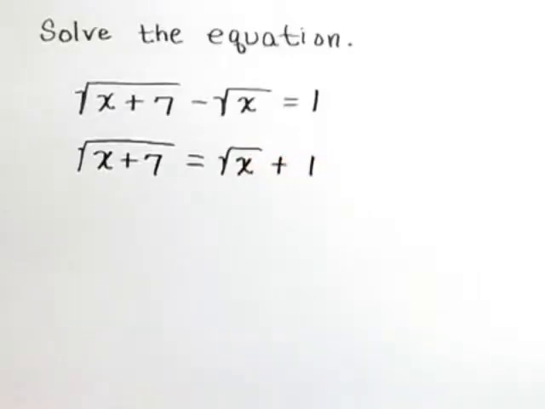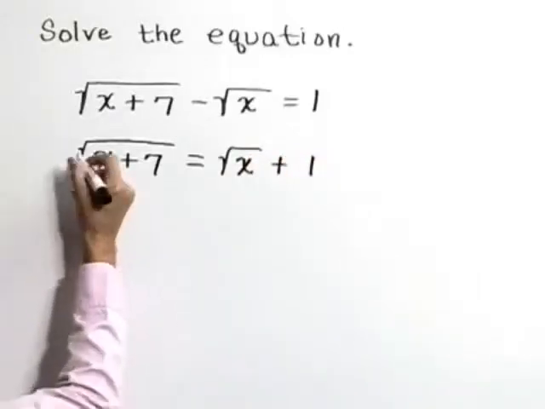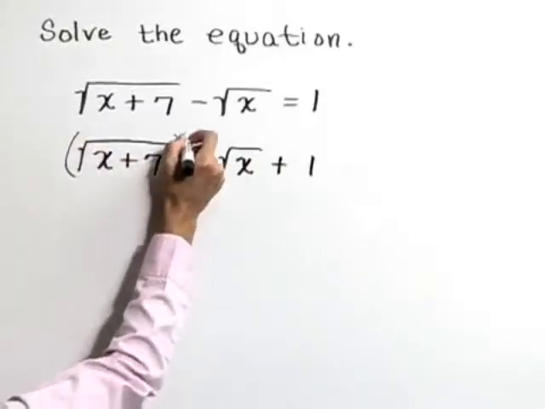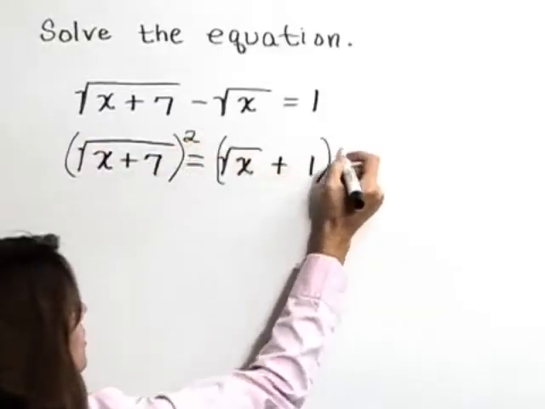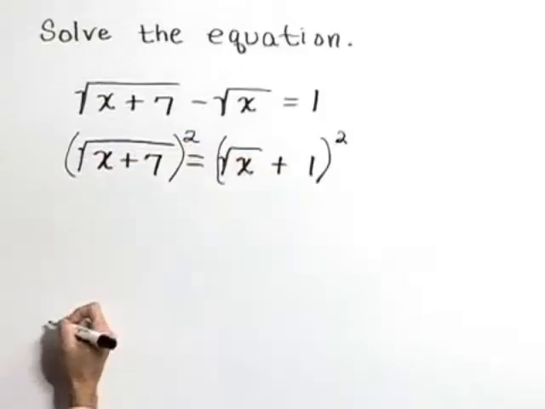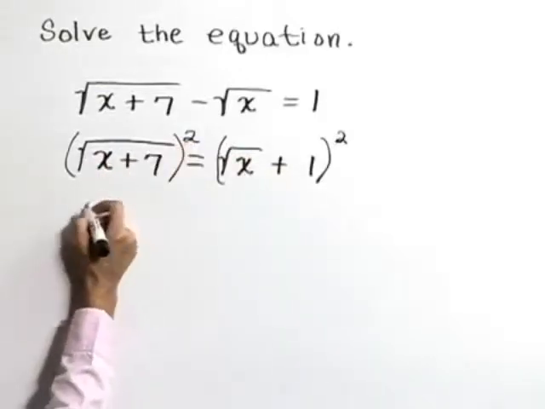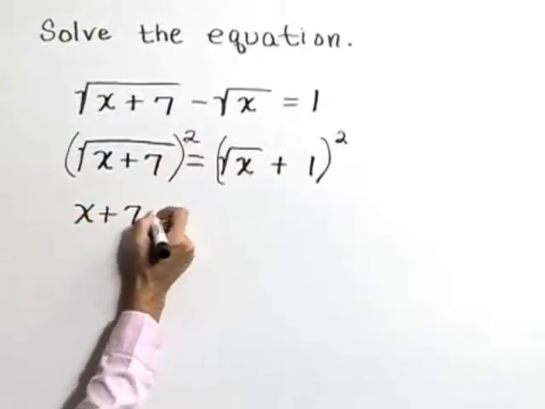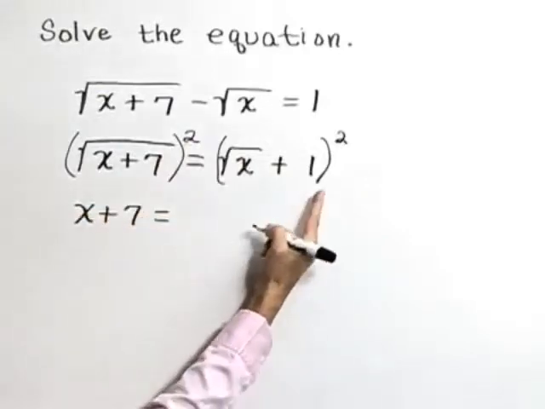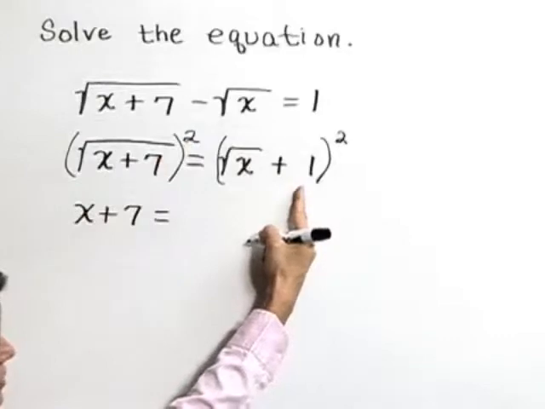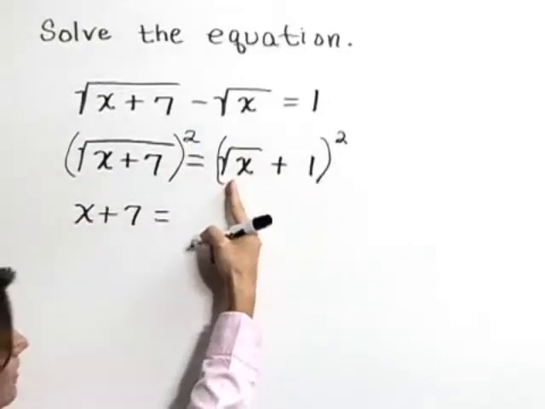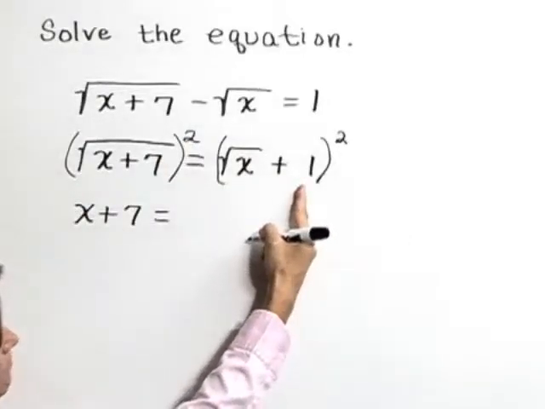plus 1. Now we wish to square both sides so that we can eliminate a radical here on the left. As we square the square root of x plus 7, that gives x plus 7. On the right-hand side, don't forget to FOIL this out. We have a binomial squared.